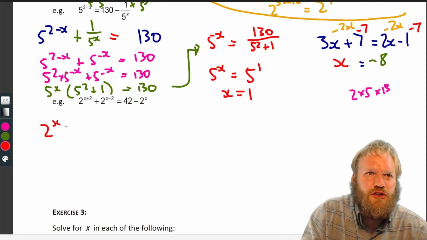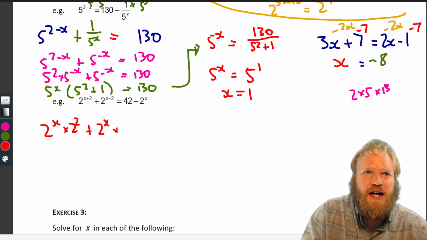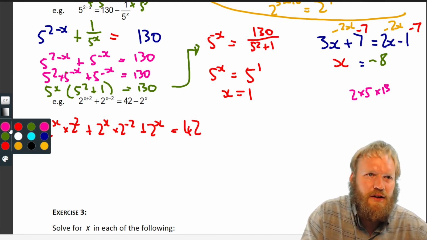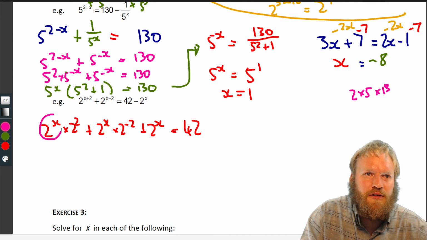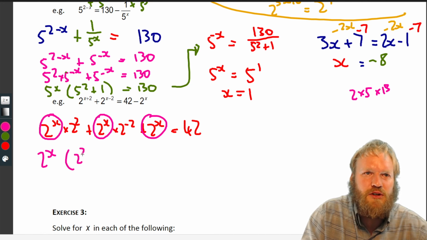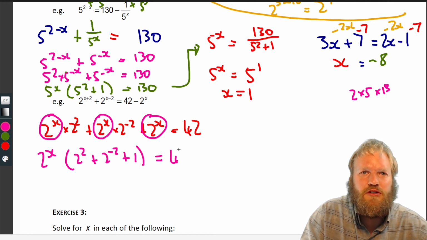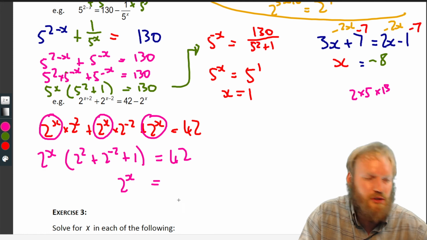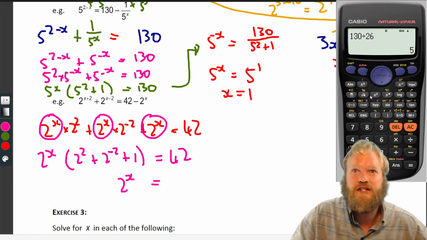So I'm going to do that in one step. 2 to the x times 2 to the 2 plus 2 to the x times 2 to the minus 2 plus 2 to the x equals 42. Pause if you need. Now I see our common factor is 2 to the x in each of these terms. So I'm going to take a 2 to the x out, and we're left with 2 squared plus 2 to the minus 2 plus 1 equals 42. I'm going to divide 42 by this whole thing: 4 plus a quarter plus 1, to give me 2 to the x equals, calculator to the rescue.